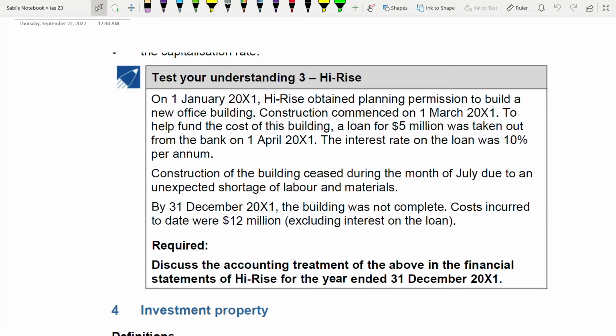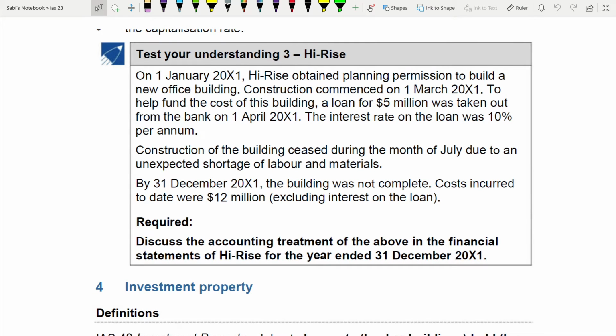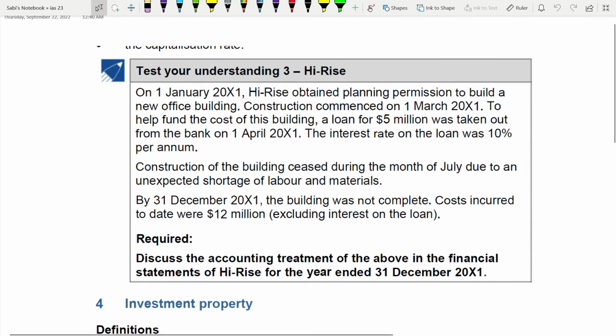Test your understanding 3, High Rise. You are supposed to discuss the accounting treatment here. Dates are very important here, especially in this standard. So on 1st of Jan 2001, they obtained a planning permission to build a new office building. Construction commenced on 1st of March 2001. They have taken a loan of 5 million for this on 1st of April. Interest was 10%. Construction ceased during the month of July, only for 1 month.